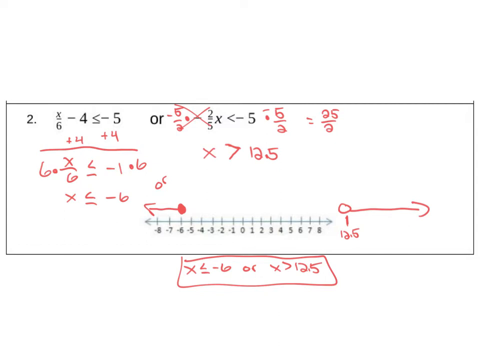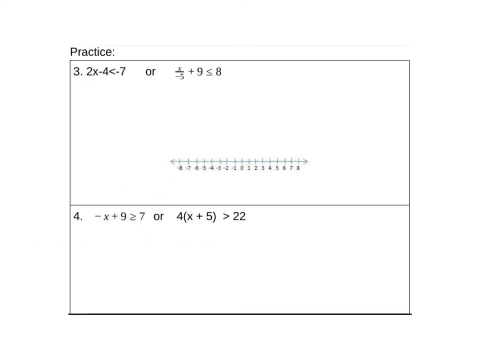Okay, take a minute here to pause and practice. Make sure you have these completely solved before you continue on and check your work.